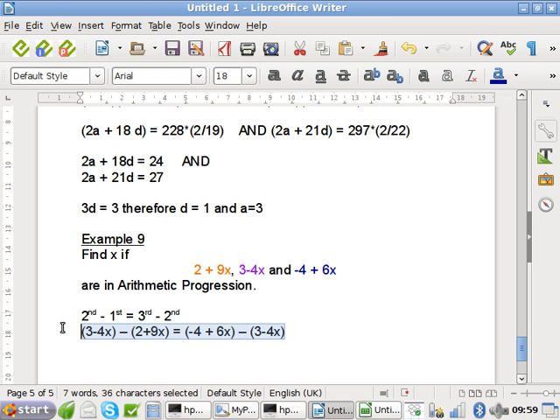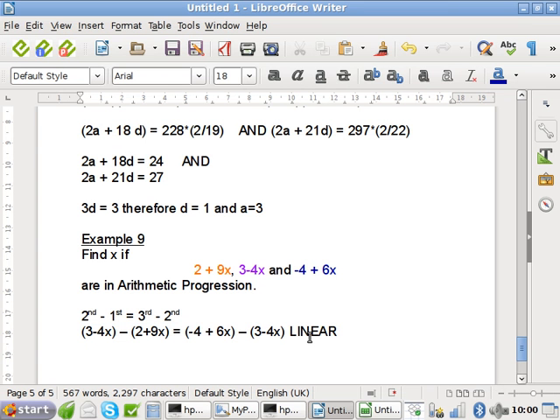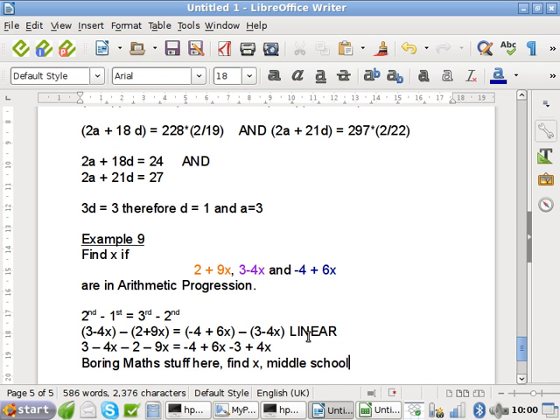Yeah. Okay. I don't think I need to finish it because what type of problem is this now? What's it called? Algebra. Yeah, basic algebra. It's a basic linear equation, isn't it? 3 minus 4x minus 2 minus 9x equals minus 4 plus 6x minus 3 plus 4x. This is middle school. You know how to finish this, don't you? Just rearrange it and get the x, which is what I wanted. Okay, so I mean there's boring maths stuff here. Find x, middle school, and that's it really.